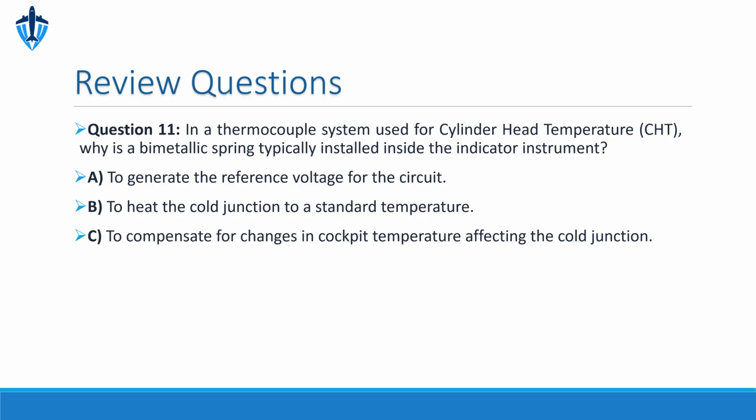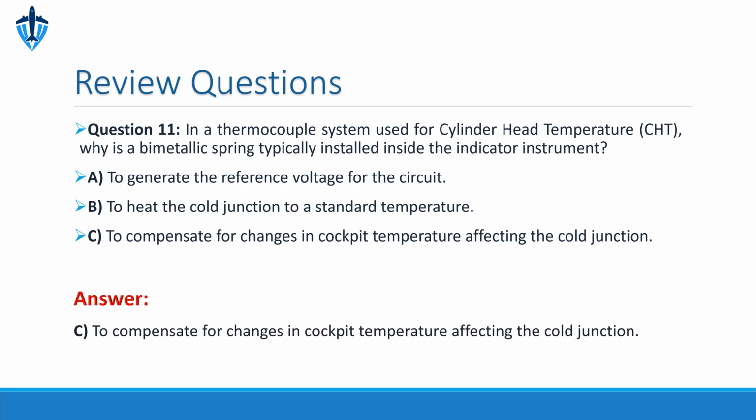Question 11. In a thermocouple system used for cylinder head temperature, CHT, why is a bimetallic spring typically installed inside the indicator instrument? A. To generate the reference voltage for the circuit. B. To heat the cold junction to a standard temperature. C. To compensate for changes in cockpit temperature affecting the cold junction. The correct answer is C.